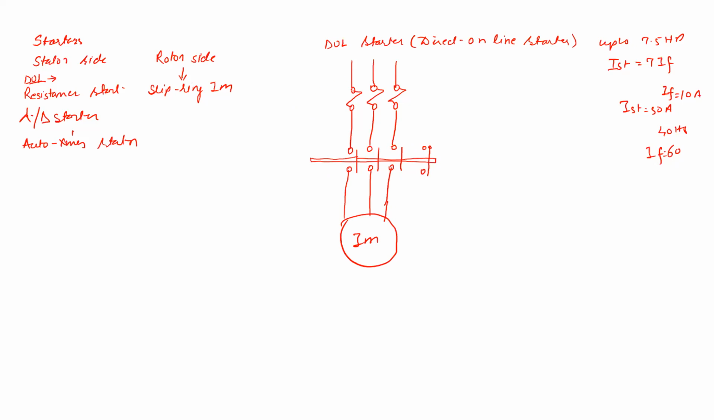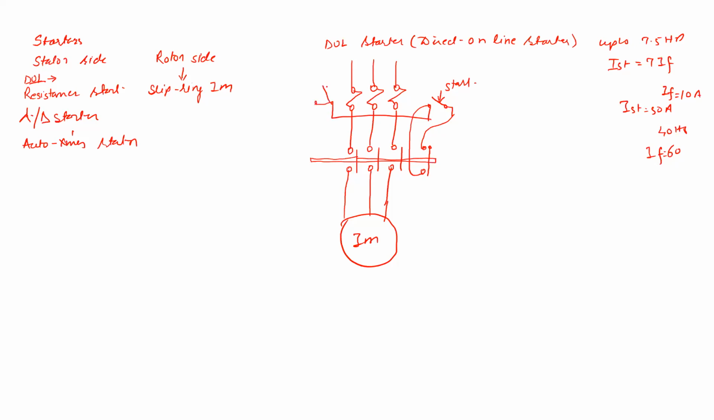Now we'll take one switch. This is the start switch. It is connected in parallel with the external contactor, and this is connected in series with the stop button.